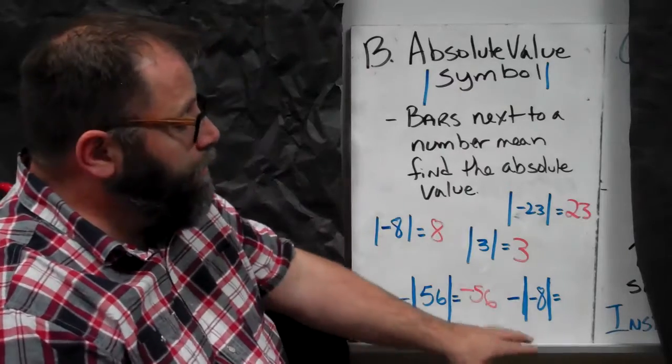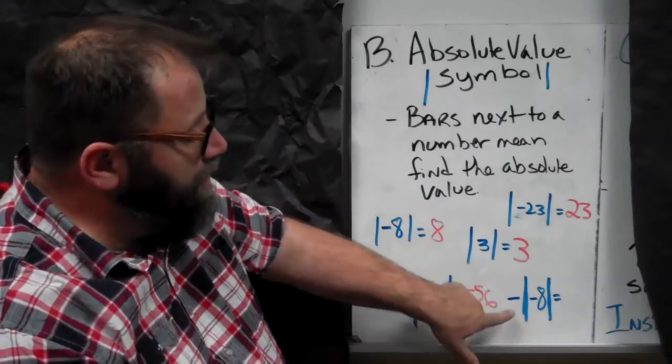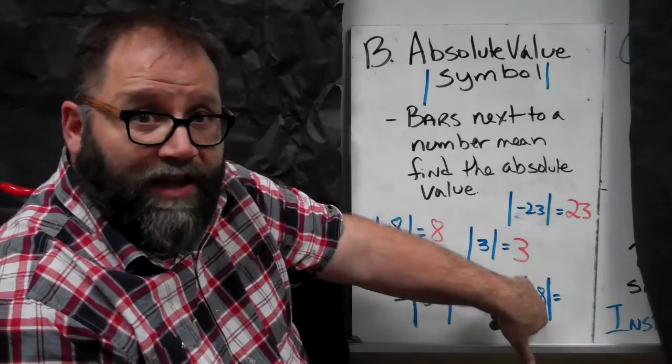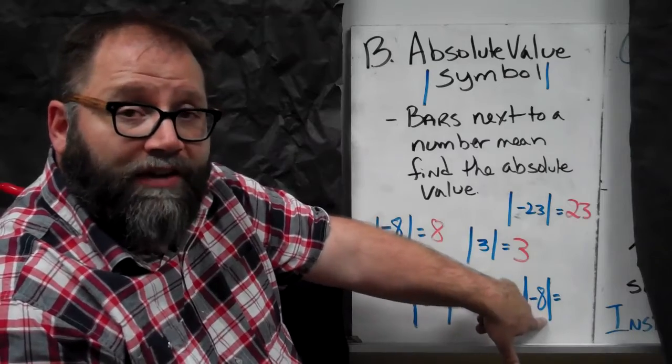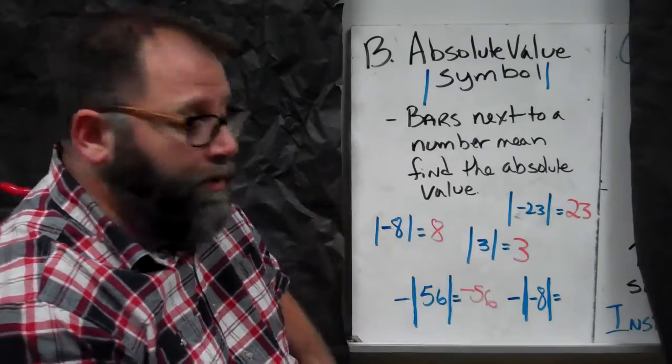One more. We have the absolute value, or distance from 0, of negative 8. But it's the opposite of it. What's the opposite of the distance of negative 8 from 0? So the absolute value of negative 8 is 8. And then the opposite of that 8 would be negative 8.